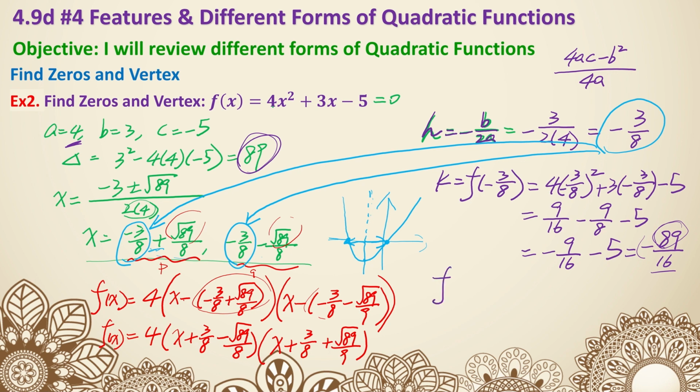Now we can write the vertex form, just as practice. f of x equals, it's a 4 in the front, then x plus 3/8 squared at the end, minus 89 over 16. There you go. That's example 2.